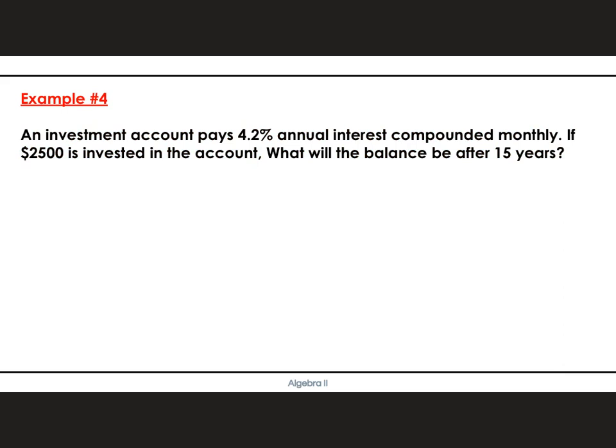So example number 4 says an investment account pays 4.2% annual interest compounded monthly. If $2,500 is invested in the account, what will be the balance after 15 years? So, of course, where are we going to start? Let's start with our formula. And our formula says that A is equal to the principal times 1 plus R over N to the NT power. So we need to try to identify as much of this information as we can find in the problem.